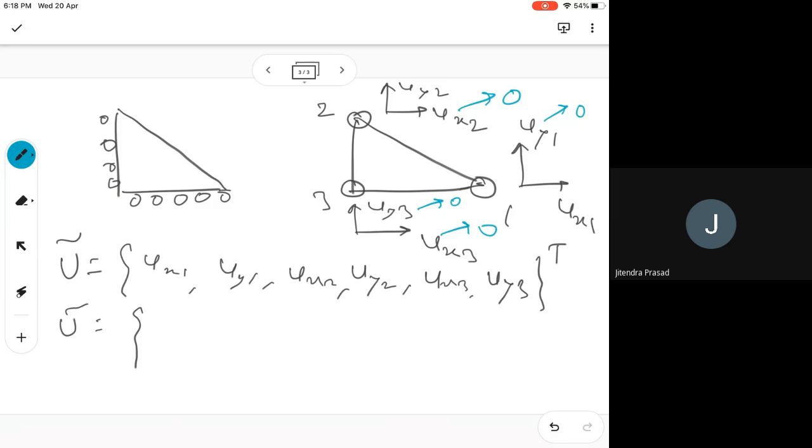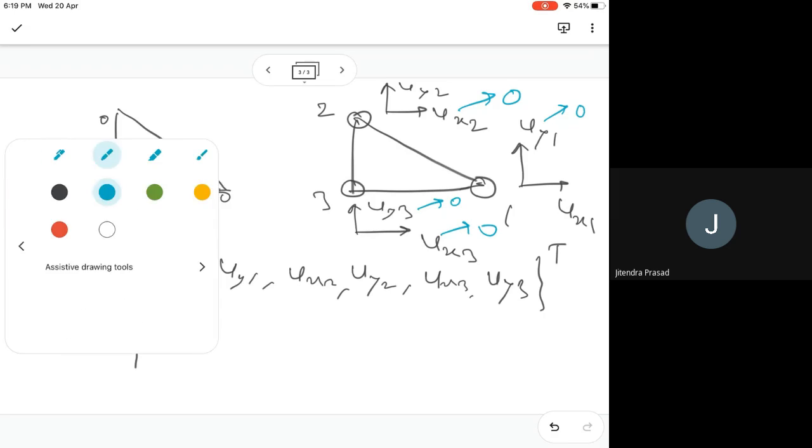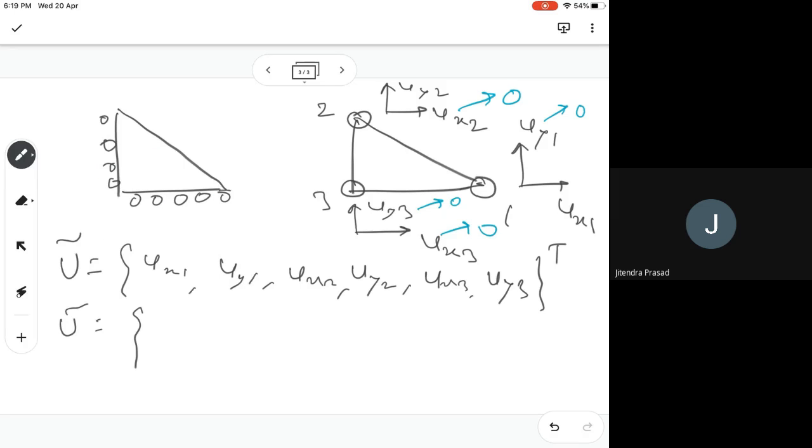Similarly, we have to write that here, and what will we write? We do not know ux1, uy1 is equal to 0, so we write 0. Then we have 0 again, so we write 0. Then we have uy2. Then we have both 0, so we have 0, 0. So this is the transpose of that. So this is how the displacement vector looks.